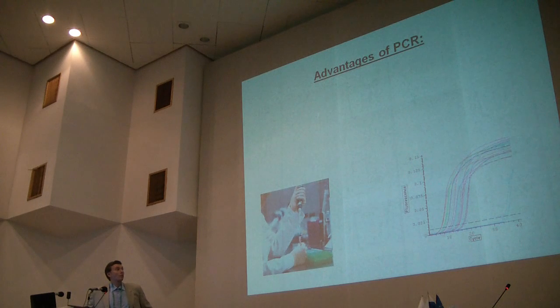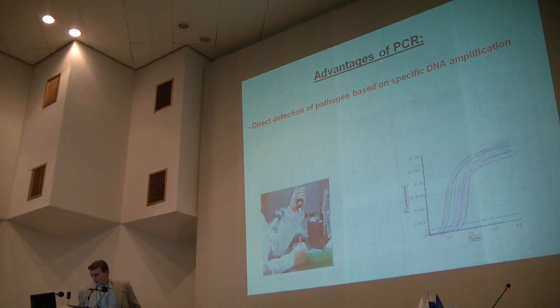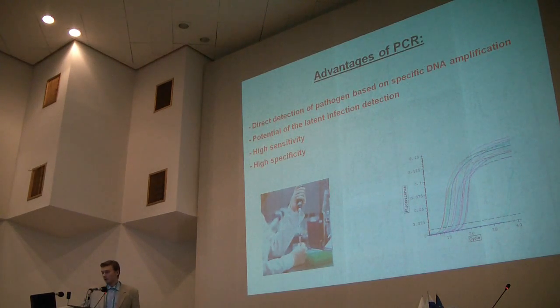Why do we use PCR in our work? First of all, PCR allows direct detection of a pathogen based on specific DNA amplification. PCR has the potential of latent infection detection, and PCR has high specificity and sensitivity, and high speed of analysis, about one and a half to two hours.